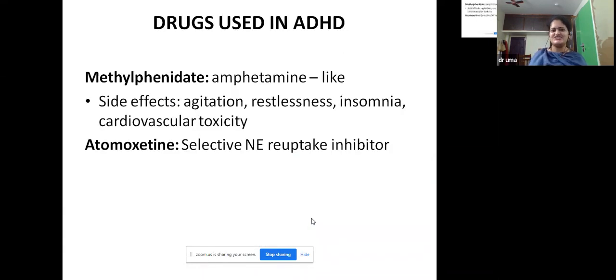And for ADHD, methylphenidate and atomoxetine are the drugs used. Methylphenidate has amphetamine-like action. It produces agitation, restlessness, insomnia, and cardiovascular toxicity. And atomoxetine is a selective noradrenaline reuptake inhibitor.